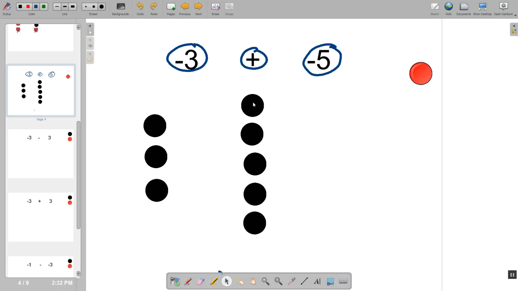So I added my 5 negative chips to the board. Now we only have 1 type of chip on the board, which is negatives, and we have 8 of them. So our answer is negative 8.